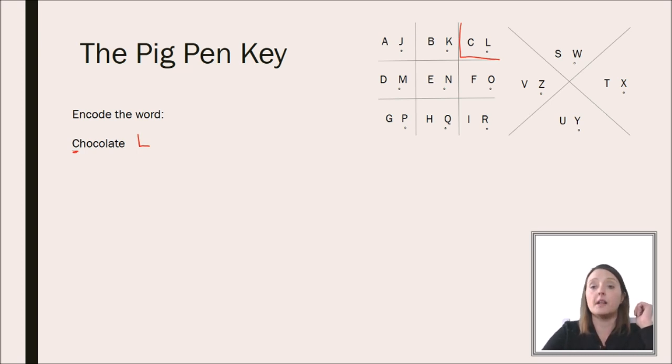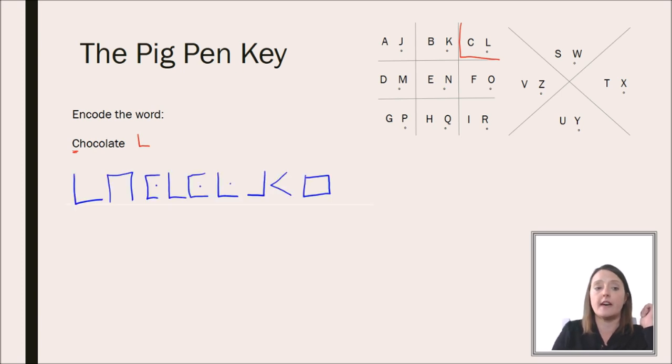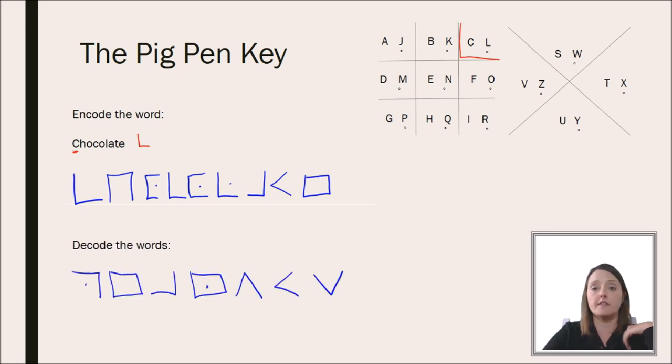Okay, well, I'm hoping you've given that a good go. Let's put the answer up and see if you got it right. There you go. So we have C-H-O-C-O-L-A-T-E, chocolate, written in pig pen. Okay, this time I'm going to show you a pig pen cipher, and I want you to try and decode it. Pause the video and try and decode that.